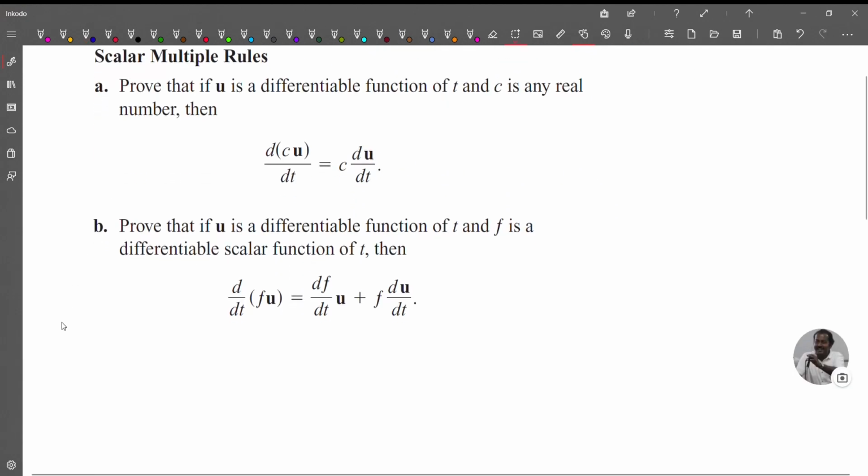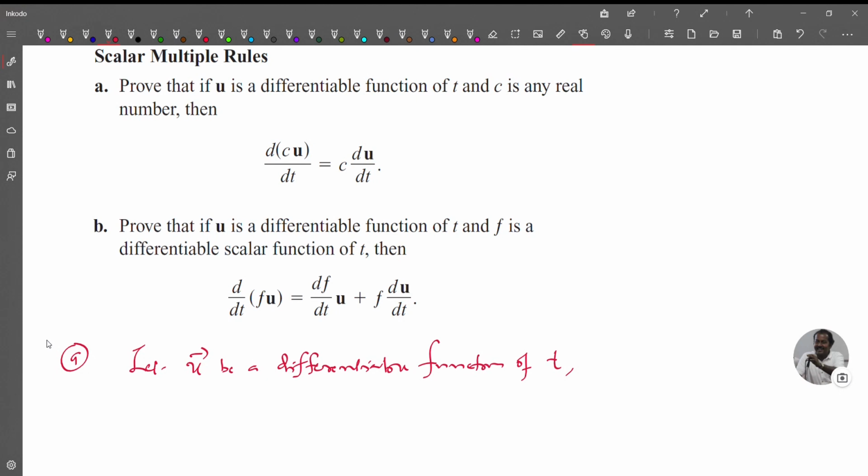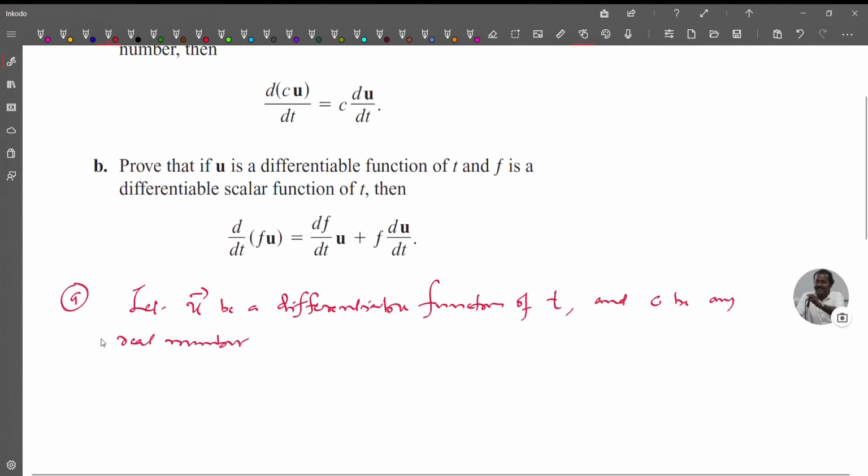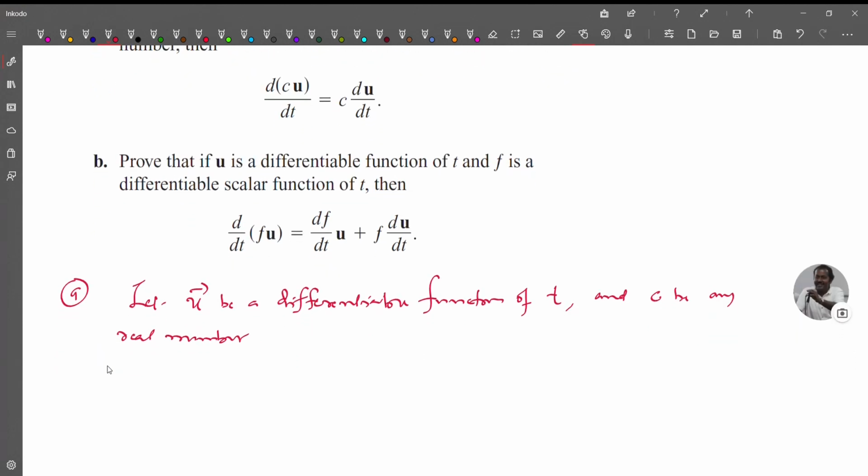Prove these two results. So A, let u be a differentiable function of t, and c is any real number. So we have to prove that d by dt of c times vector u equals c times du by dt.